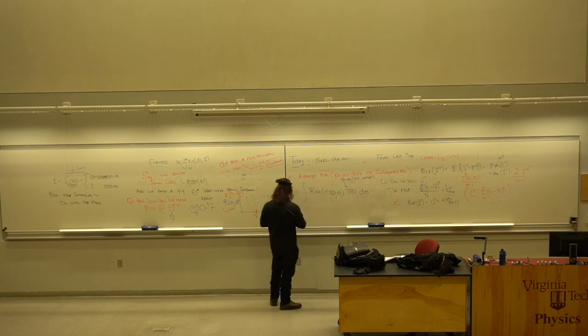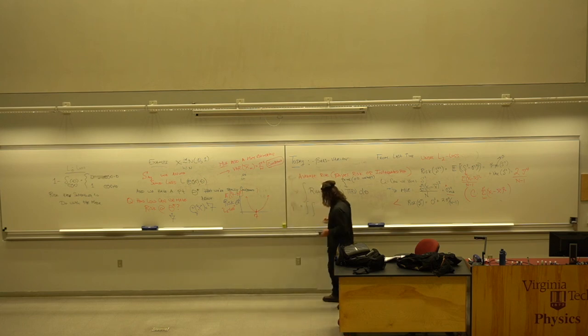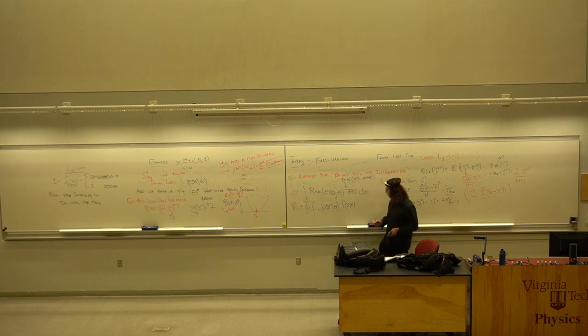But of course, it's going to depend on how I weight that space in the first place. So this thing right here is just going to be the integral of my loss function, E of x and theta. Then I'm going to have my sampling distribution, f of x given theta. That's my data generating process, dx.